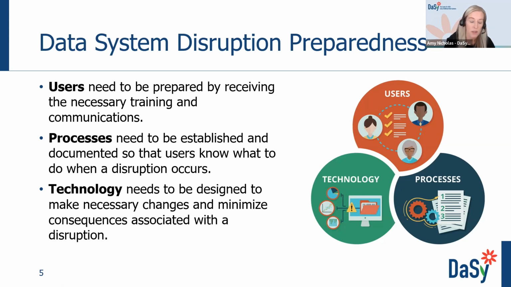mitigate the negative consequences. When we think about data system disruption preparedness, we categorize it into three main areas. We talk about preparing users, we talk about preparing our processes, and we talk about preparing our technology. Obviously, users need to be prepared for these disruptions by receiving necessary training and communication about what to do when they occur. Processes need to be established and documented so that users know what to do when they experience disruptions. And the technology, the data applications that we use, need to be designed to be able to make necessary changes that could minimize the consequences associated with disruptions.